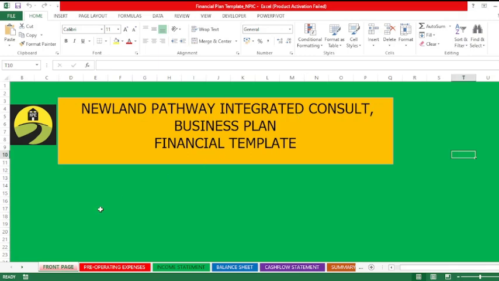So this is the financial template. You can see New Land Pathway Integrated Consult business plan financial template. We are going to be discussing all of the things you need to put.